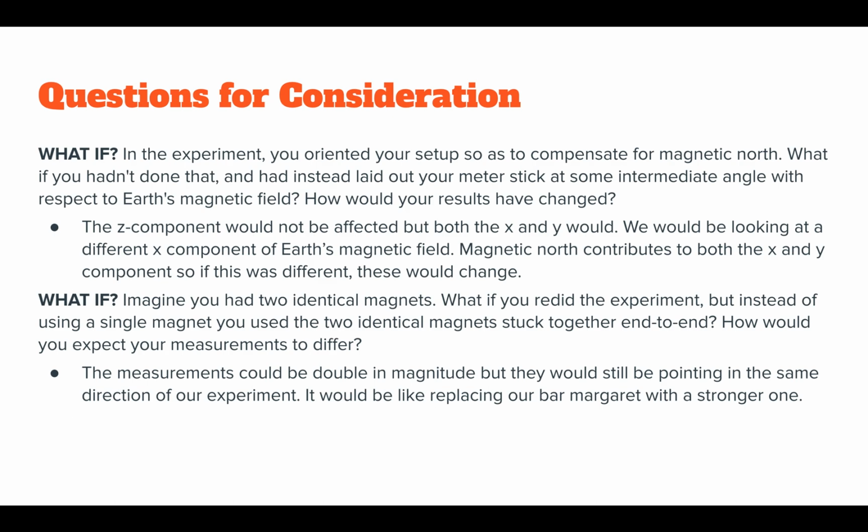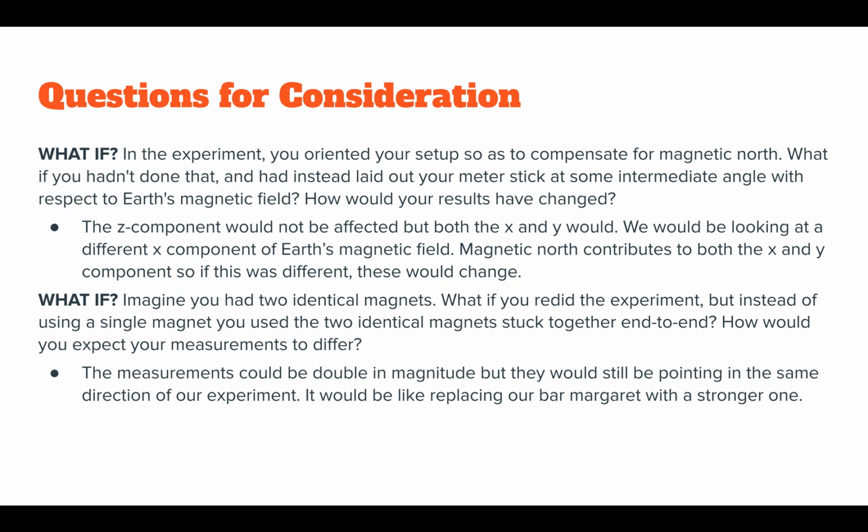Questions for consideration. So, in this experiment, you oriented your setup to compensate for magnetic north. What if you hadn't done that and laid out your meter stick at some intermediate angle? Well, then the z component would not be affected, but the x and y would. We would be looking at different x components of Earth's magnetic field. Magnetic north contributes to both the x and y component, so these would change.